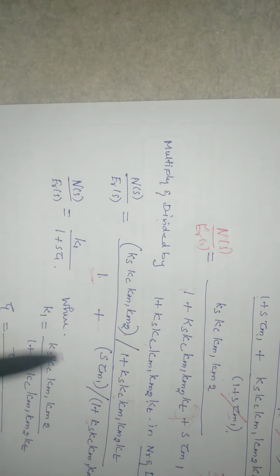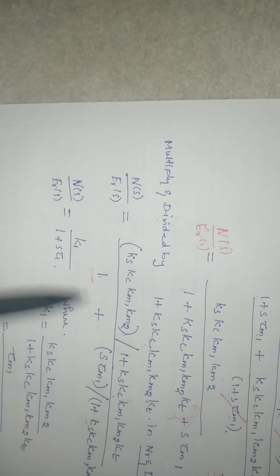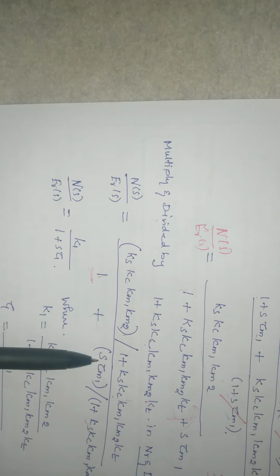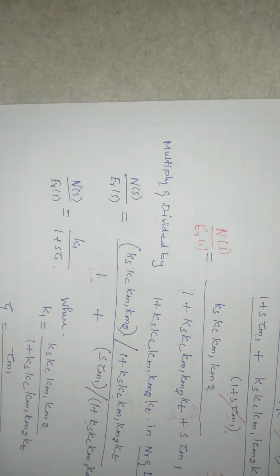Now we are going to give a constant notation for this equation. The numerator will be considered as K1, and in the denominator, this term except this S, the other term will be considered as tau 1.